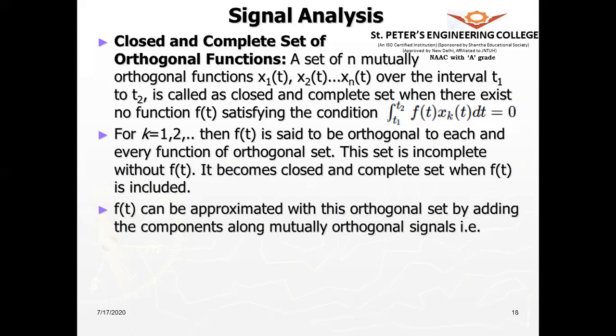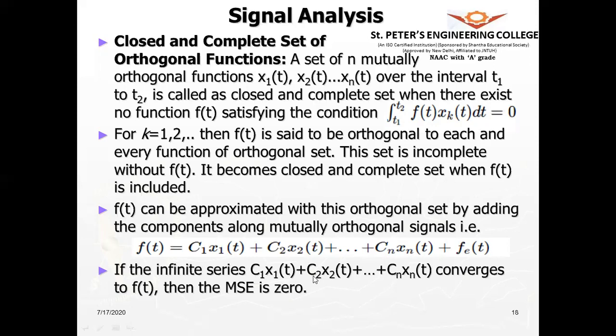F of t can be approximated with this orthogonal set by adding the components along the mutually orthogonal signals as f of t is equal to c1 x1 of t plus c2 x2 of t, etc. up to plus cn xn of t plus fe of t. And the infinite series converges to f of t when the mean square error is 0.